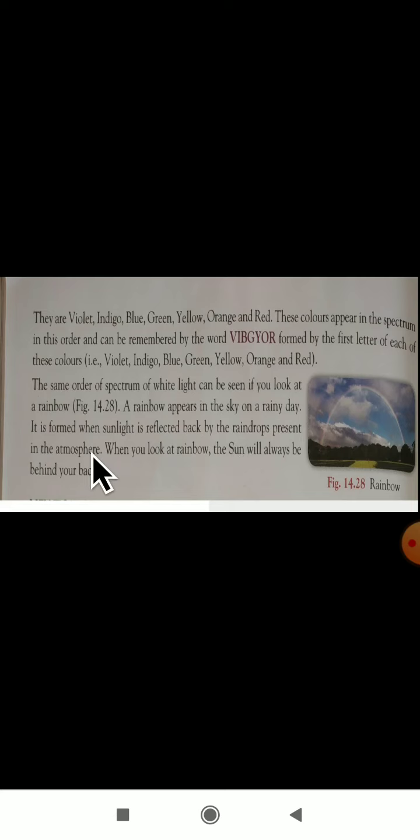Present in the atmosphere. When you look at a rainbow, the sun will always be behind your back. If you see a rainbow, you can observe the sun on the back side. Dear students, remember how the rainbow is formed: a rainbow is formed when sunlight is reflected back by the raindrops present in the atmosphere. Here is the picture of a rainbow you can observe.